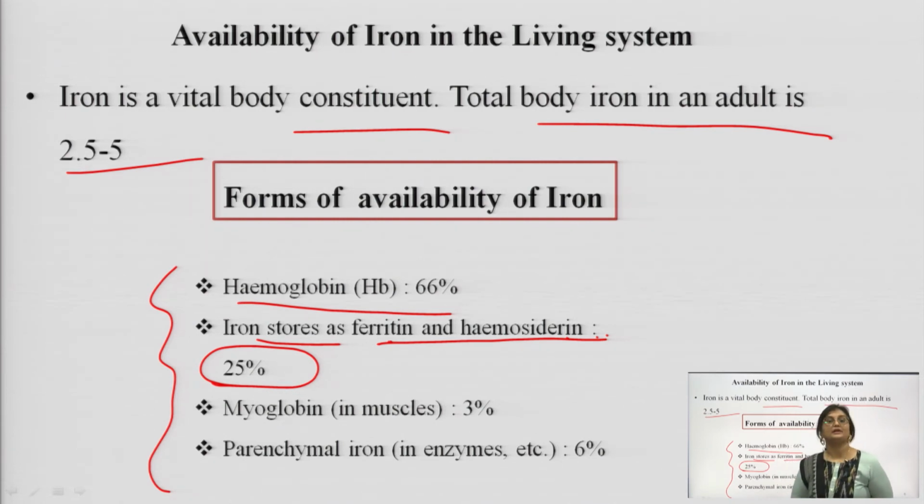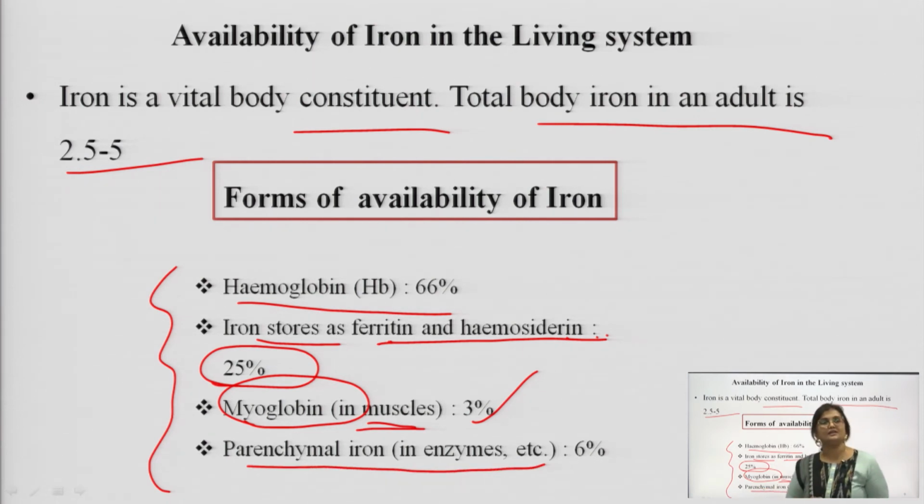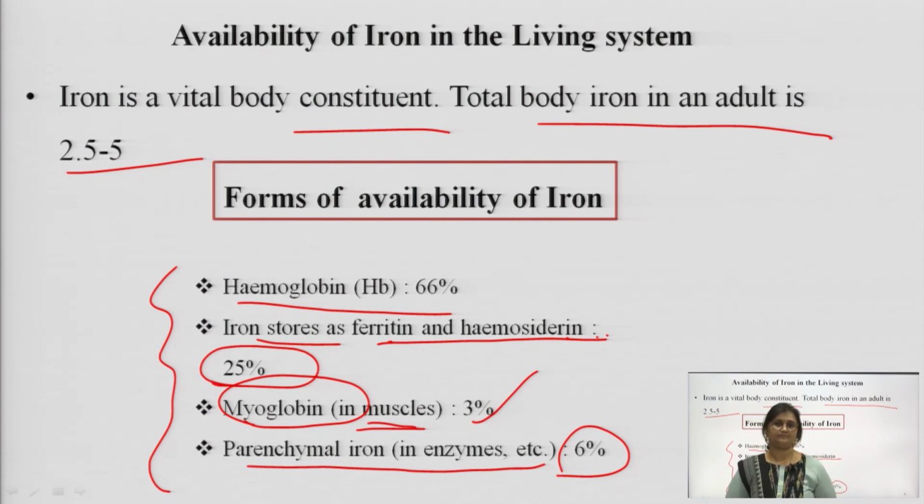Iron is also present in our body in the form of myoglobin in our muscles. 3% of iron is present as myoglobin in our muscles. In enzymes, iron is present in the form of parenchymal iron, ranging up to 6%.